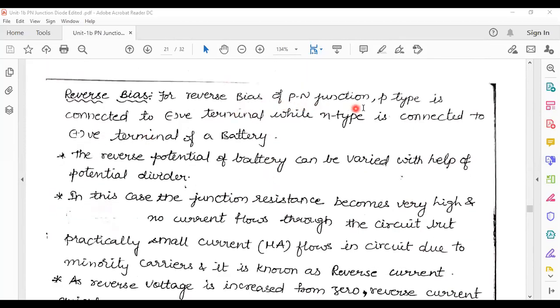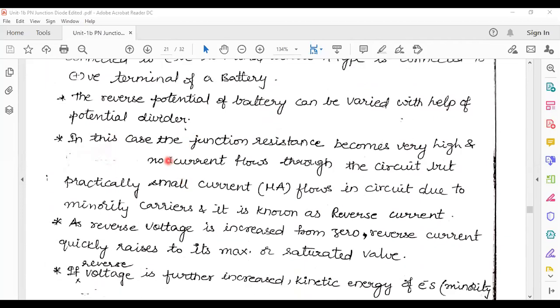Reverse bias of PN junction. The reverse potential of the battery can be varied with the help of the potential barrier. In this case, the junction resistance becomes very high due to the depletion region. The width of the depletion region is high and no current flows through the circuit.